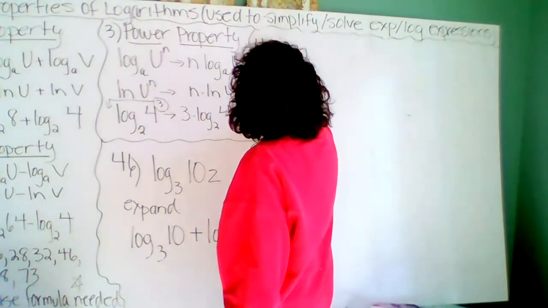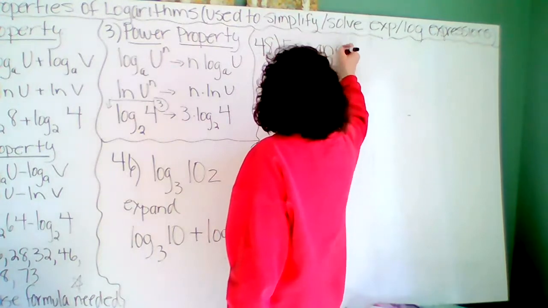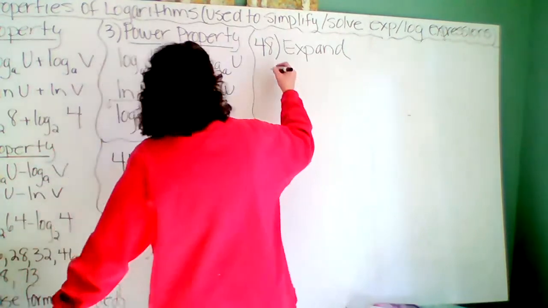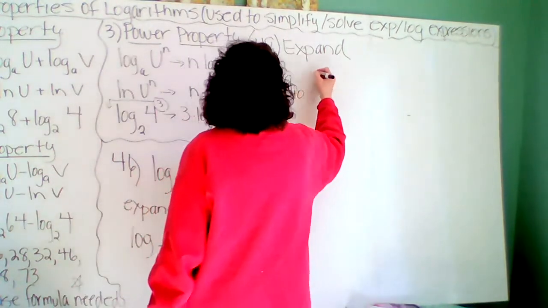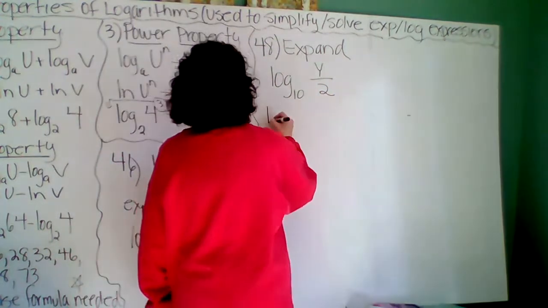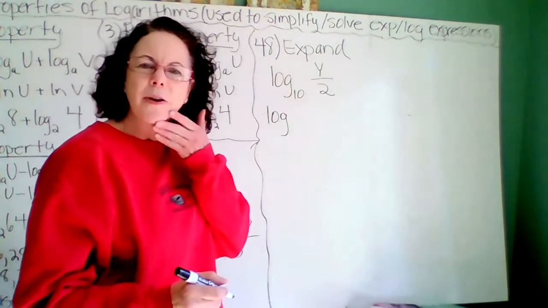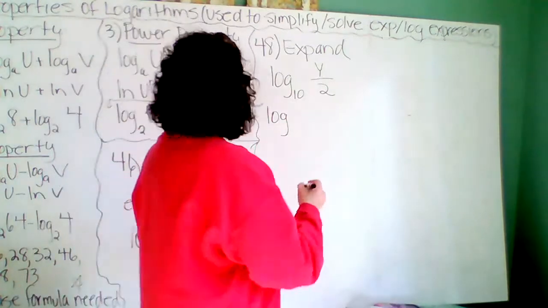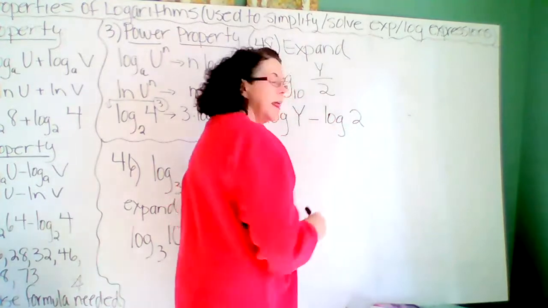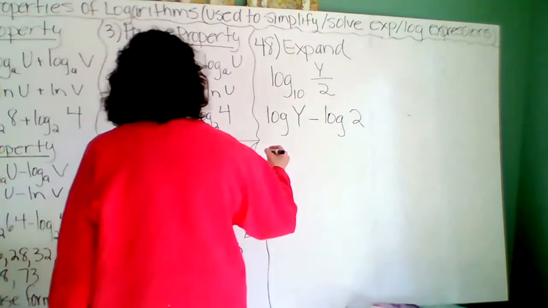Number 48, still asking us to expand. The expression is log base 10 of y over 2. I see a quotient property. I'm not sure why they put the 10 on it, because that would be the common log. They don't really need the 10, so I'm not going to write it. Log of y minus log of 2. Literally, that's it.